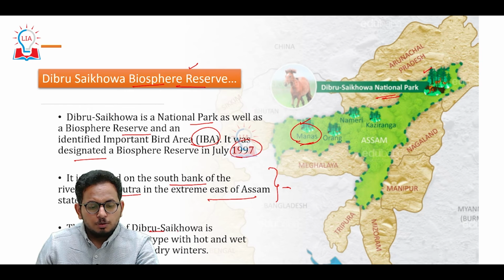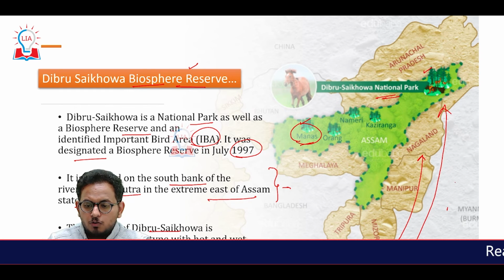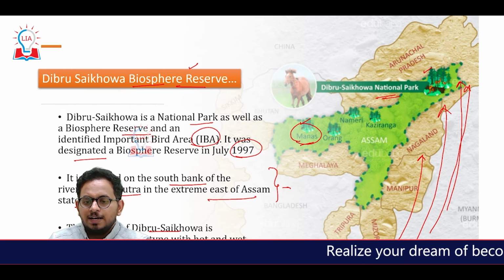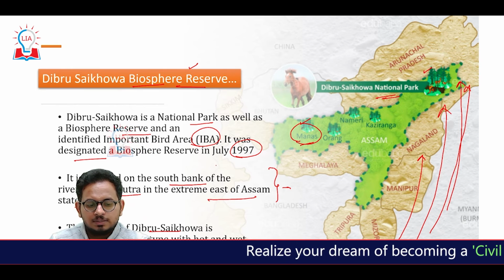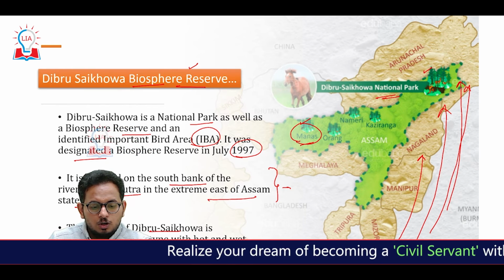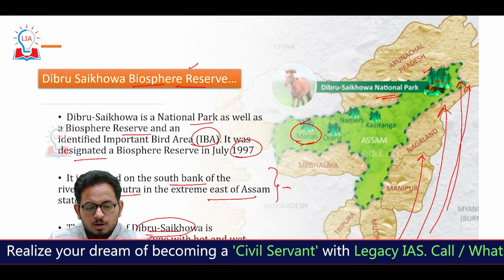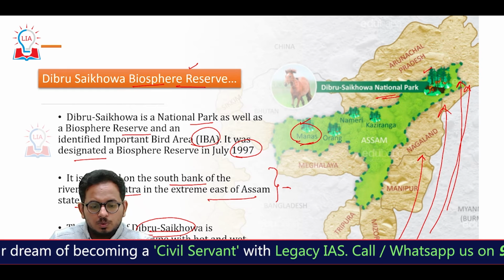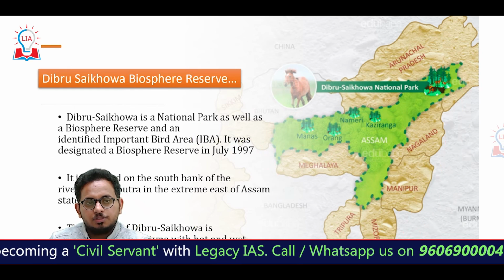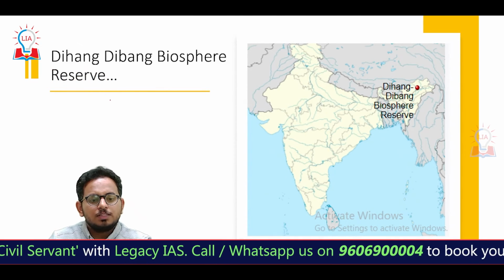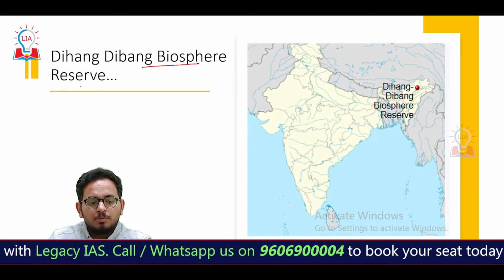The climate of Dibru-Saikhowa is tropical monsoon type because you will have the Bay of Bengal branch of the southwest monsoon hitting this particular area, which will result in the tropical monsoon type climate, with hot and wet summers. Understood? Next one. Dihang Dibang Biosphere Reserve.